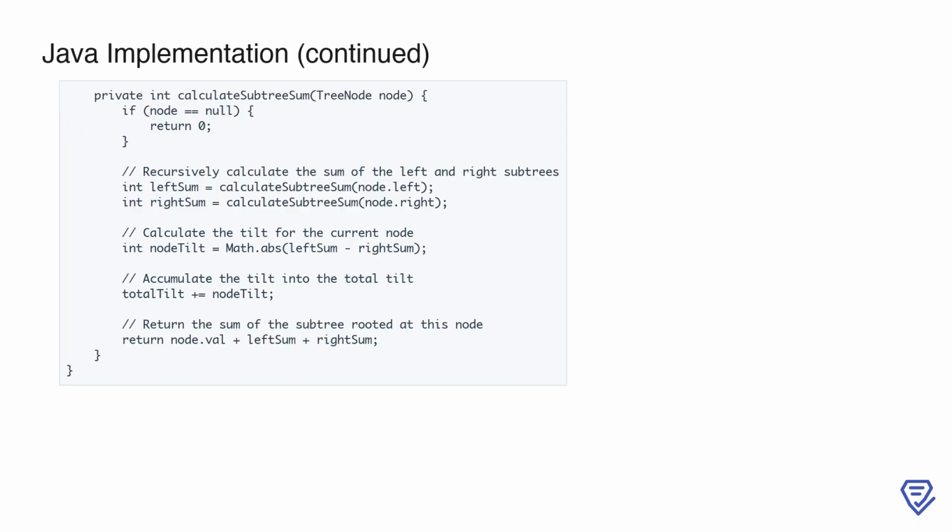This tilt is added to the total tilt variable, which stores the cumulative tilt for the entire tree. Finally, the method returns the total sum of the subtree rooted at the current node, which includes the node's value itself along with the sums of its left and right subtrees. This return value is used by the recursive calls higher up in the tree.